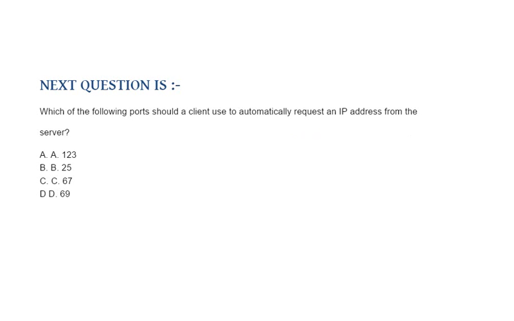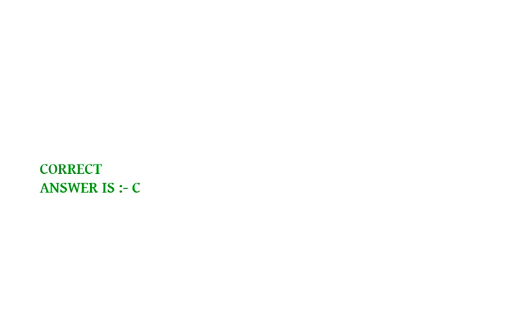Question is, which of the following ports should a client use to automatically request an IP address from the server? Option A 123, option B 25, option C 67, option D 69. Correct answer is option C.